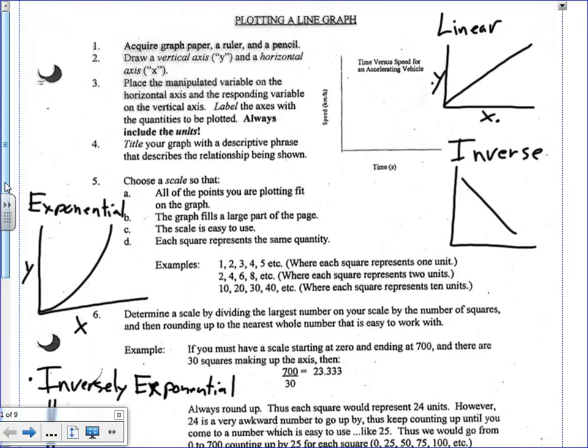How many people are taking math right now? Are you into graphs already? Okay, good. So this is all going to be pretty much the same.